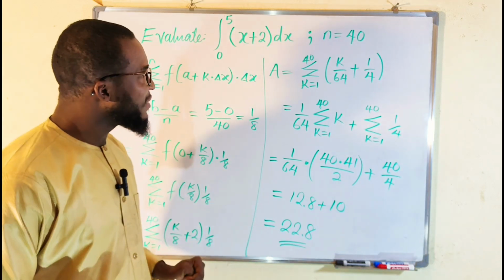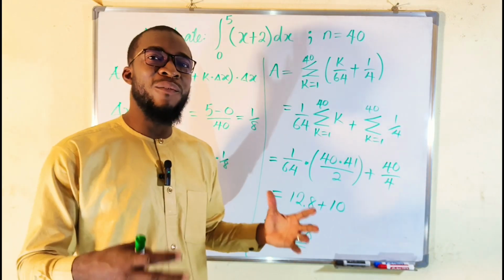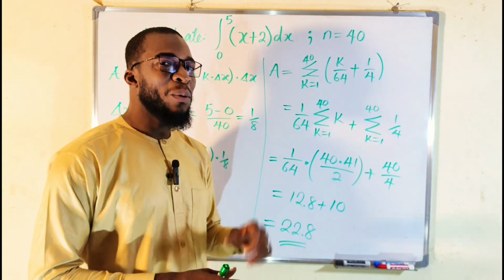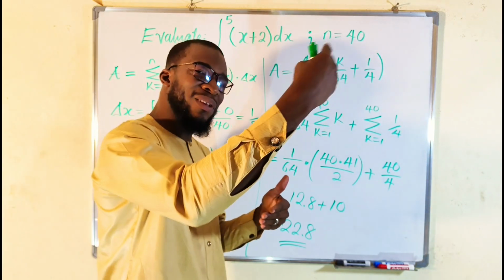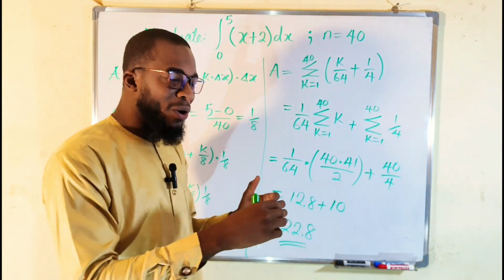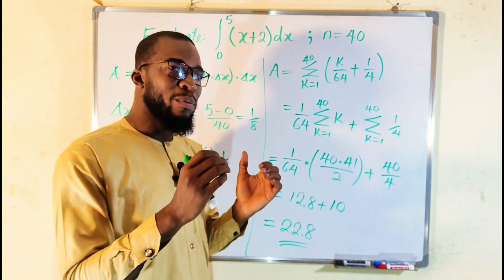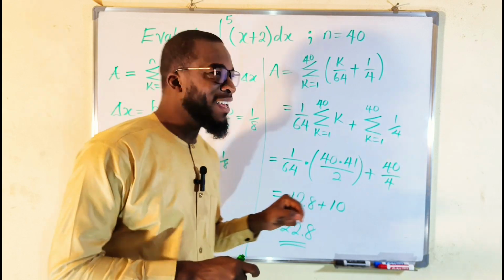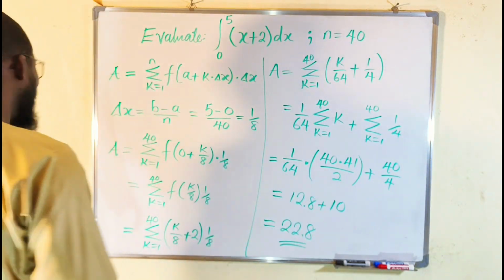But let us find the exact area and compare it with this one. In this tutorial, we have used n equal to 40, but subsequently I will use the same example but take n as it approaches infinity, because I told you, the more rectangles inscribed, the closer you get to the actual area. So now let us find the actual area and see whether it is closer to this one or not.